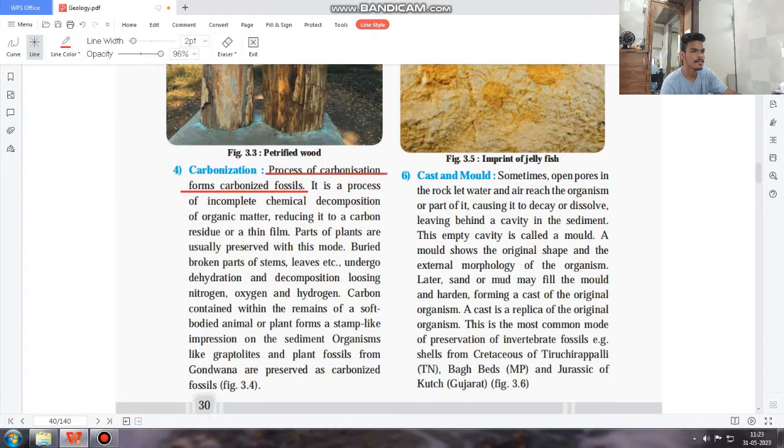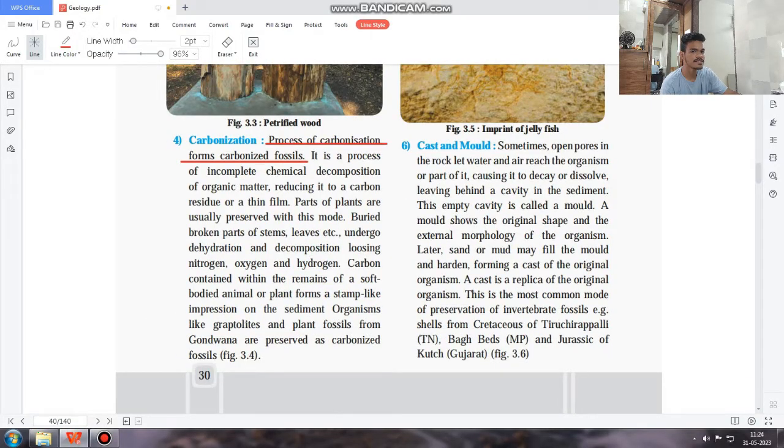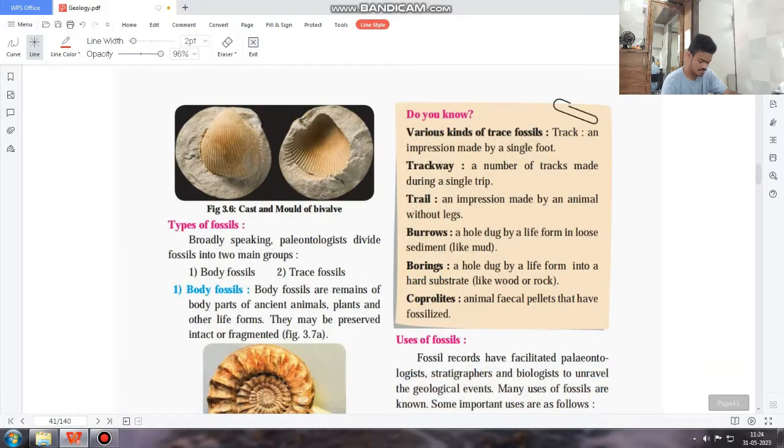Imprints. Next, cast and mold. You can read this too. Next, you can come to the next page.